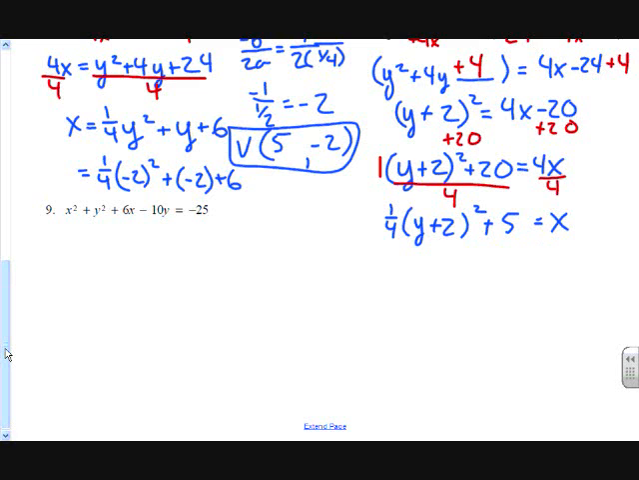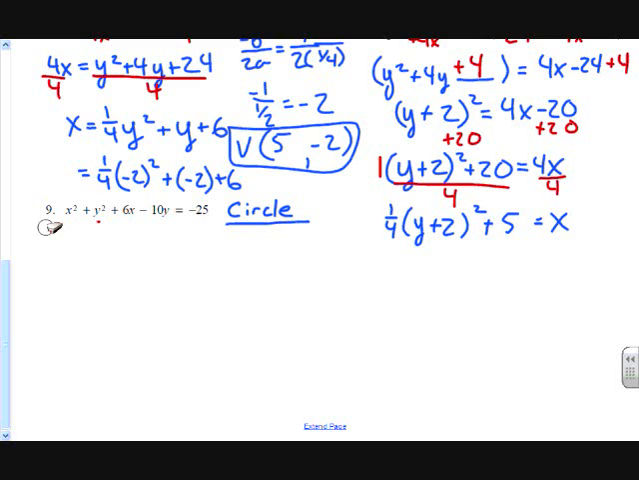If I look at the next one, again, it's got 2 quadratic terms this time. Since it's got 2 quadratic terms, I know it's not a parabola. So I look at the coefficients of those quadratic terms. They're exactly the same. They're both +1. So since they're exactly the same, I know that this thing is a circle. Okay, so I've identified the conic section.